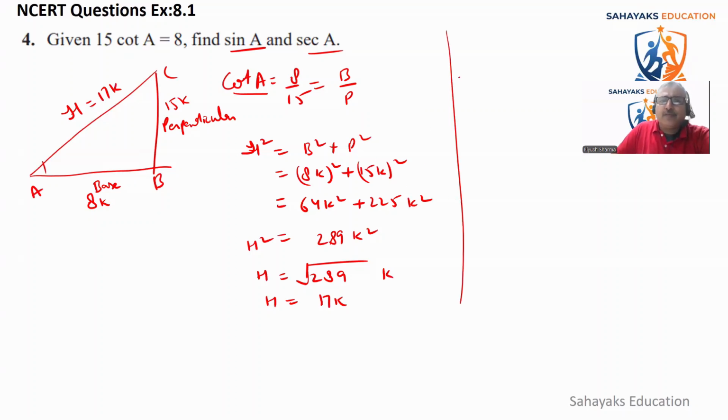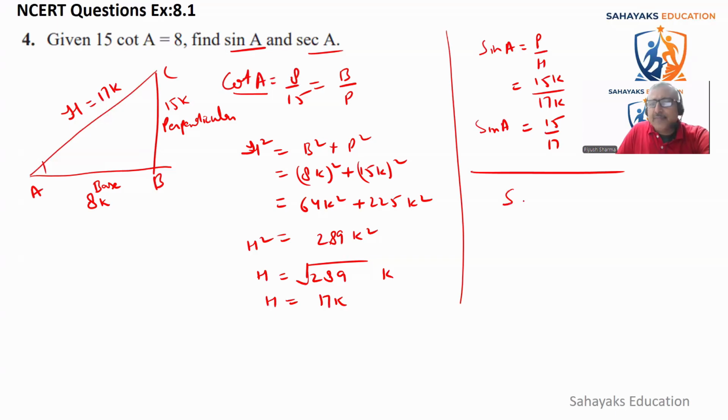Now we have to find the value of sin A. Sin A is equal to perpendicular divided by hypotenuse. So what is perpendicular? Perpendicular is 15K and hypotenuse is 17K. So it is 15 by 17. The first part is 15 by 17. This is sin A.